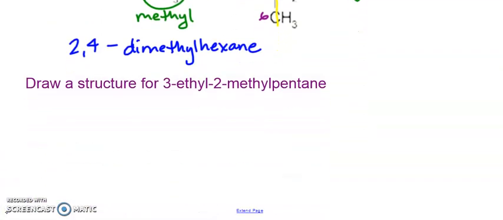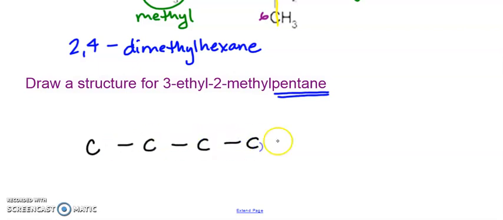All right, so let's try the opposite. Let's try to draw this one. I always like to start from the end. So I have 3-ethyl, 2-methyl-pentane. So I'm going to start with my parent chain and draw that first. So I have carbon, and I'm just going to kind of do big spaces between my carbons. 3, 4, 5. Okay. So now we have, I'm actually going to space this a little bit. All right, so now let's put my branches off.